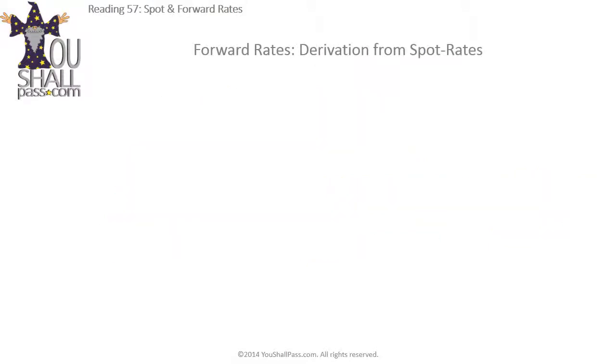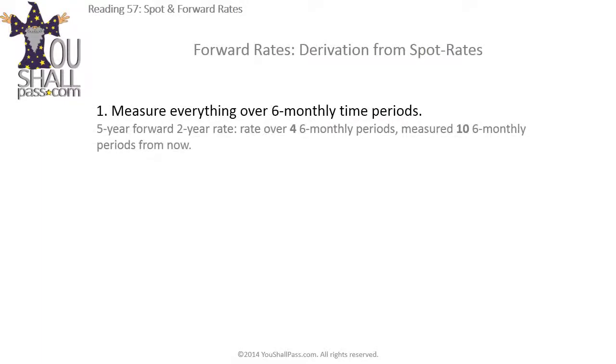Essentially, if we were to boil down the derivation of forward rates from spot rates to a process and a formula, it would go something like this. The first thing to remember is that the bond world lives, breathes, and calculates in 6 monthly intervals. 6 months is your standard time period, and if someone asks for, say, a 5 year forward 2 year rate, what they're talking about is the rate over 4 6 monthly periods starting 10 6 monthly periods from now.